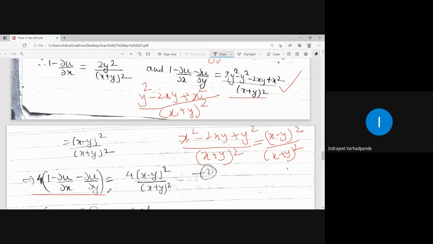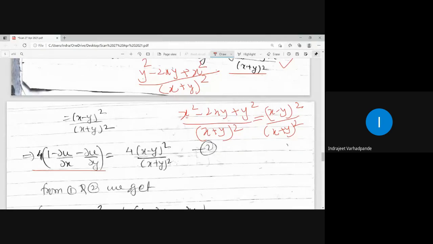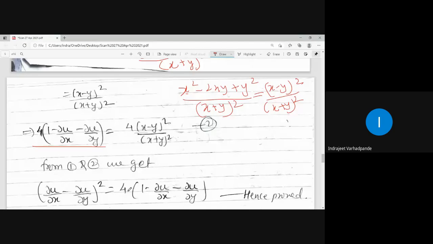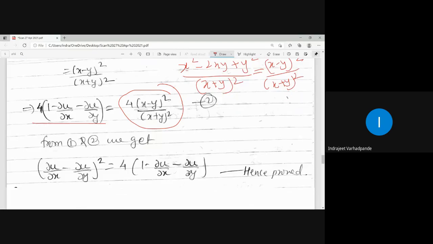Clear? Completed? So from 1 and 2, you are getting the same result for both sides, that is the right hand side as well as the left hand side. So I can conclude that yes, LHS is equal to RHS. Okay. Completed with this.